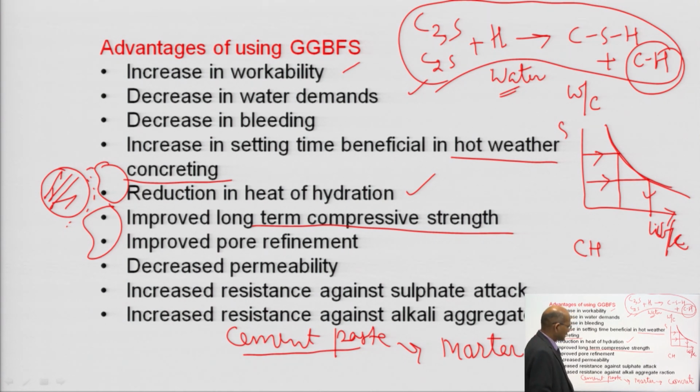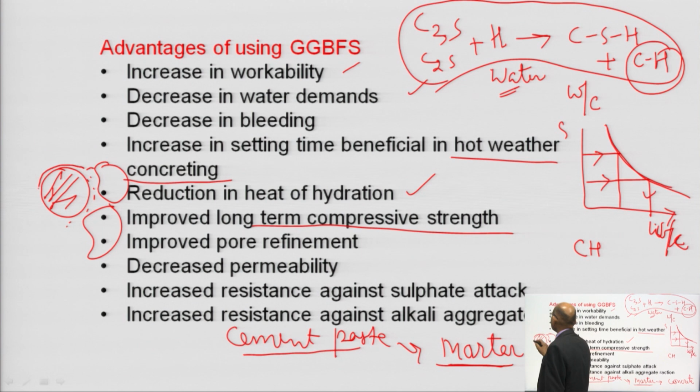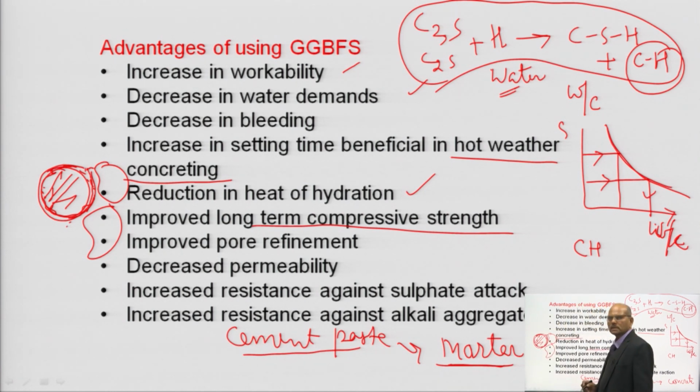Interconnected voids will be less, capillary pores will be smaller, and due to that you can get a better mortar. And if you see the ITZ here, the interfacial transition zone, you are also getting an improved transition zone where the water cement ratio is less with respect to normal concrete. So, due to that what you are getting? You are getting a decreased permeability.